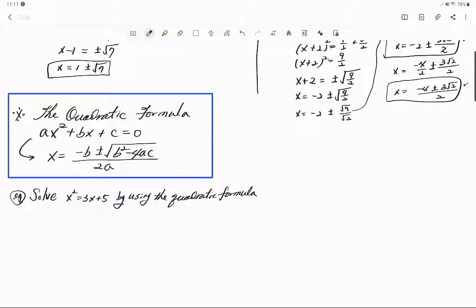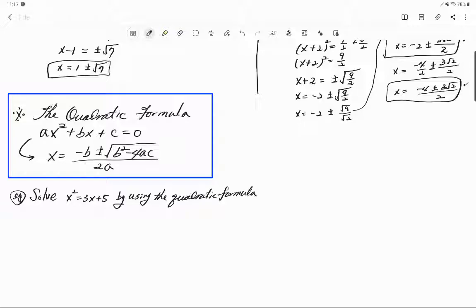Okay, next method is using the quadratic formula. From the quadratic equation, we can find the solution using the formula. Look at this: ax squared plus bx plus c equals 0. This is the quadratic equation. Then there are coefficients a, b, and c. Using this a, b, c, we can find the solution directly.